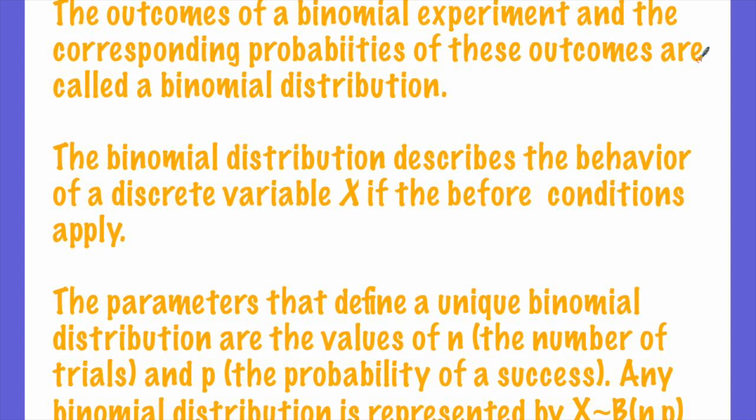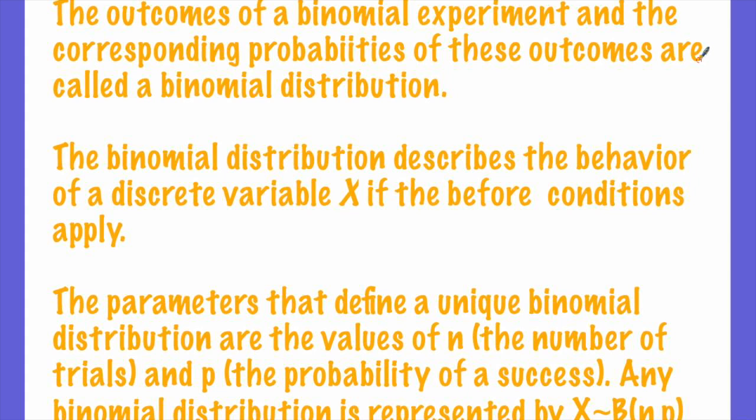The outcomes of a binomial experiment and the corresponding probabilities of these outcomes are called a binomial distribution. So you're looking at the probabilities and the likelihood of these outcomes happening. The binomial distribution describes the behavior of a discrete variable. The parameters that define the unique binomial distribution are the values of n, the number of trials, and p, the probability of a success.